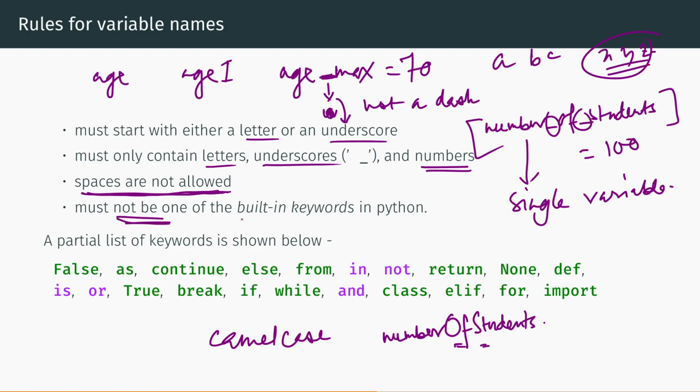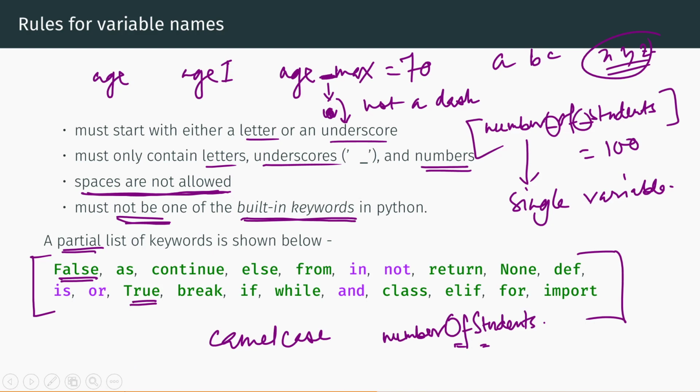The final rule is the name of the variable must not be one of the built-in keywords in Python. It cannot be one of these. By the way, this list is partial. It's not an exhaustive list, but it gives you an idea of the keywords that you cannot use as a variable name. Some of them you can already recognize. You cannot use False as a variable name. You cannot use True as a variable name.